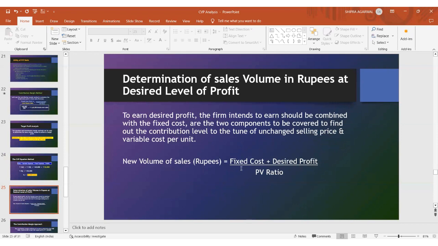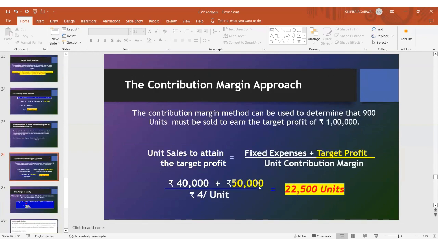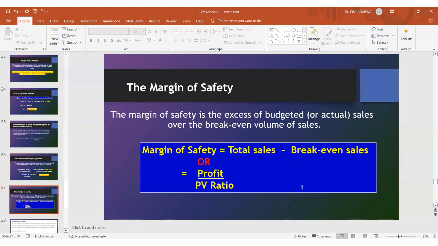Till now, whatever we were doing, we were just supposed to recover the fixed cost because we were talking about the break-even point where there was no profit, no loss, right? I was able to cover my variable cost. After covering my variable cost, my only objective was to cover my fixed cost. So my numerator only had my fixed cost. But now, apart from my fixed cost, I have a target profit also. So I add that target profit here, in the form of desired profit divided by PV ratio, or you can say your CM ratio, that is contribution margin ratio, right? So I just move ahead with the same thing. Fixed expenses were 40,000, target profit 50,000, and unit contribution margin is 4 per unit. So I get the same number of units, that is 22,500 units. So you can solve it either way, you get the same answer, right?